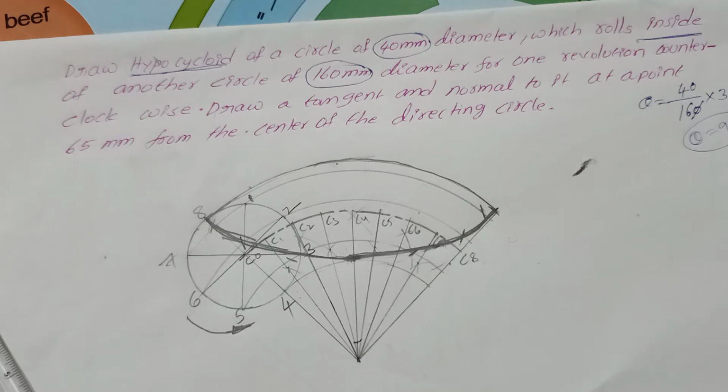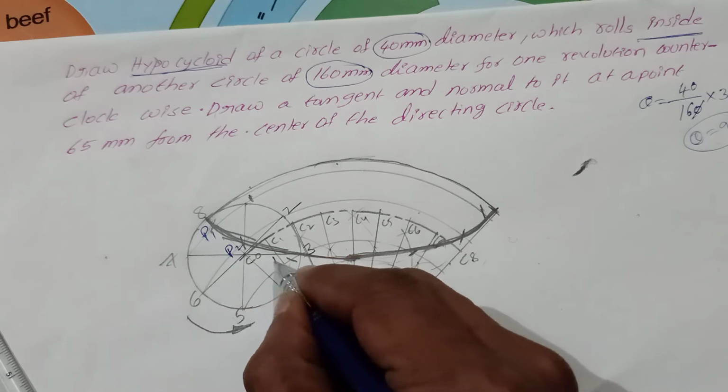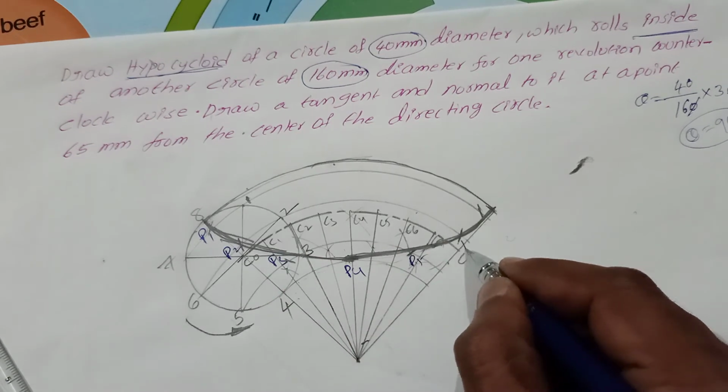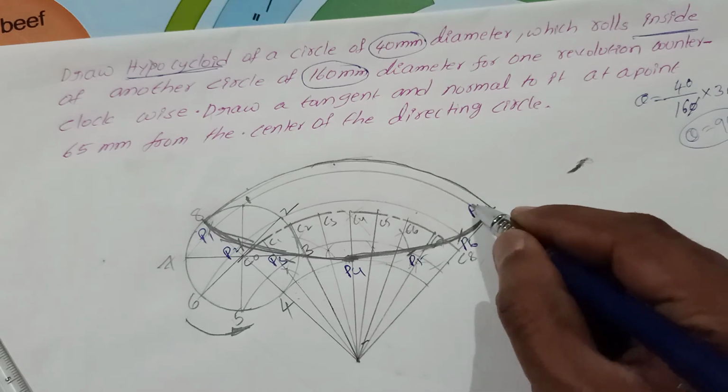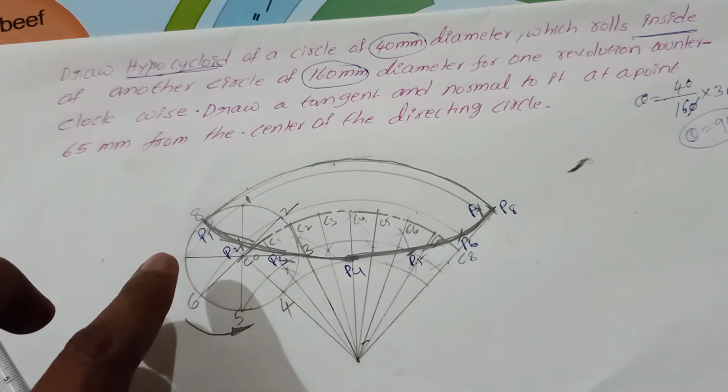Now, how to draw tangent and normal? Let us see the same procedure. The procedure will be the same, and don't forget to indicate the points P1, P2, P3. So this will be P1, this will be P2, this will be P3, this will be P4, P5, P6, P7, P8. And one more thing, you draw this circle end position.